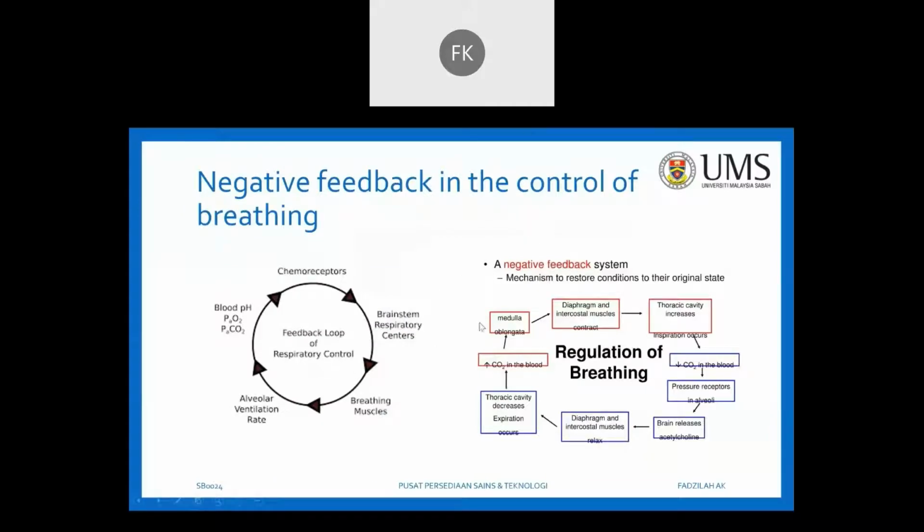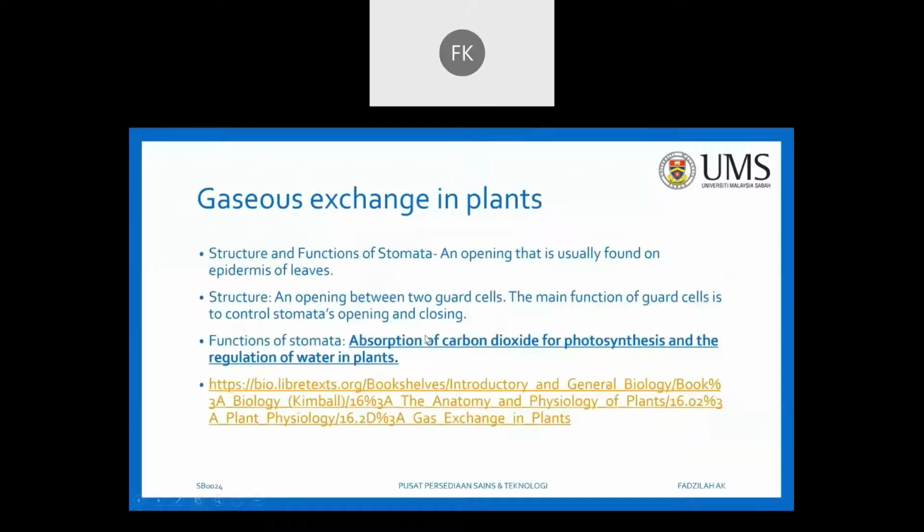Okay, this one is the same. Now we talk about gas exchange in plants. The most important part in gas exchange in plants is that you should know what stomata are and the function of stomata.